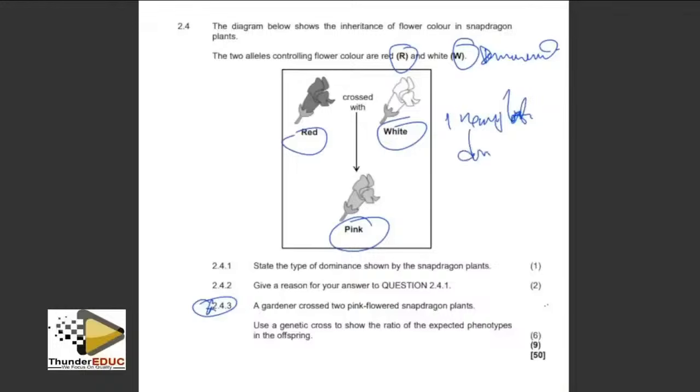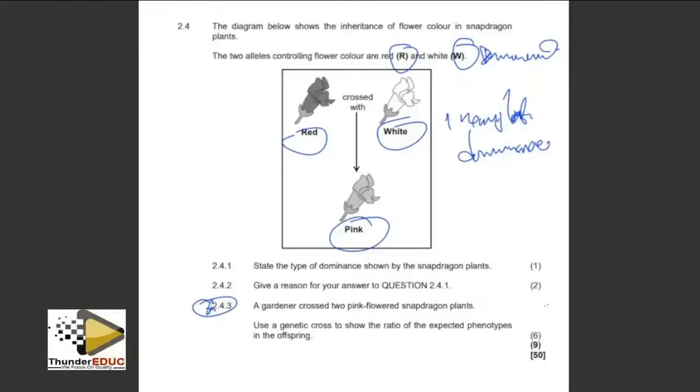Dominancy. It is incomplete dominancy. A. The question is here: state the type of dominancy shown in the Snapdragon plant. Here is the incomplete dominancy. Give a reason for your answer, because a third phenotype is given, or an intermediate is given. You see, a third phenotype is given or an intermediate is given.